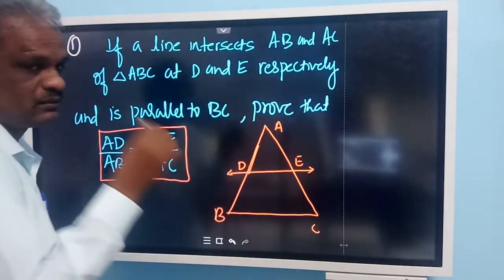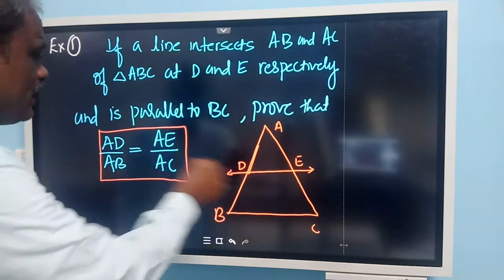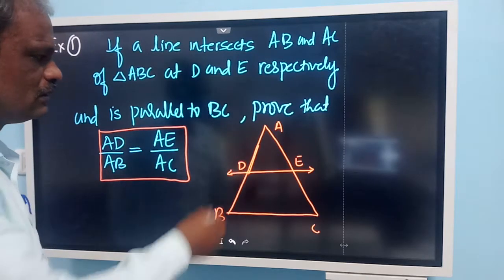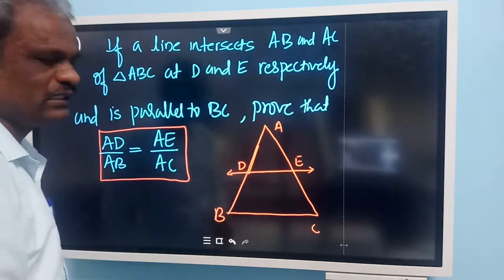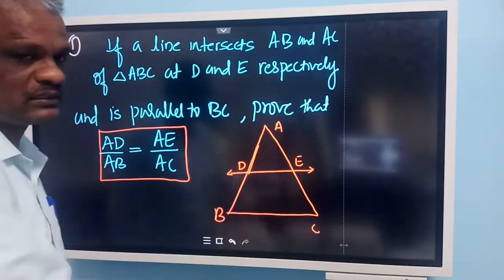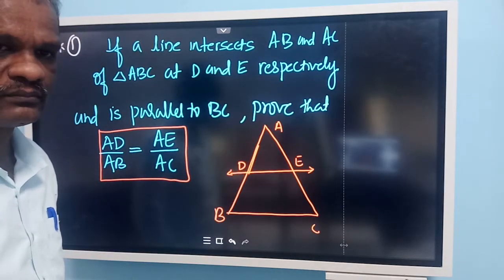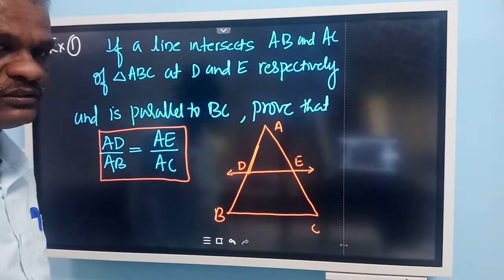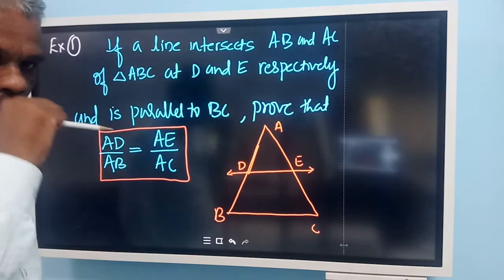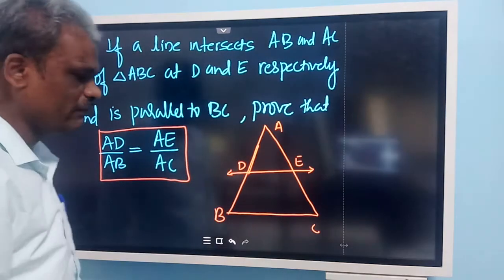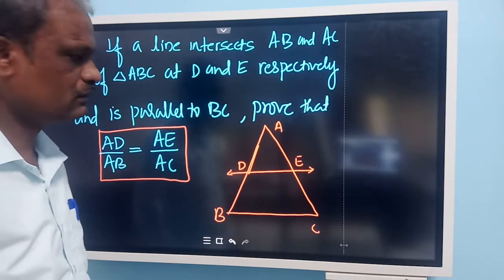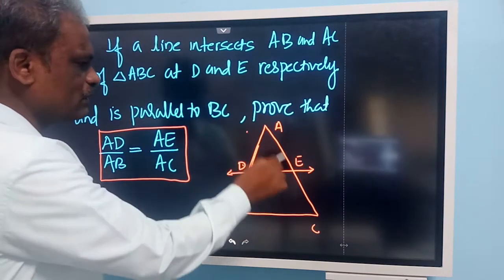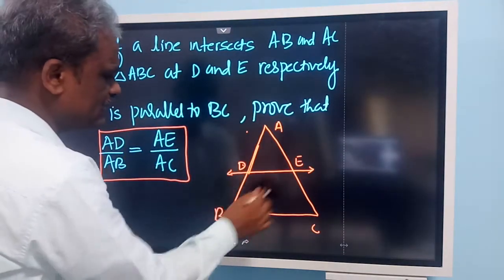AD by AB. What was the Thales theorem telling? When a line is drawn parallel to one side, how will it divide the other two sides? If DE is parallel to BC, how will this DE divide the other two sides as per the basic proportionality theorem? It divides in the same ratio. How? With reference to this diagram, you tell me. AD by BD will be equal to AE by CE.